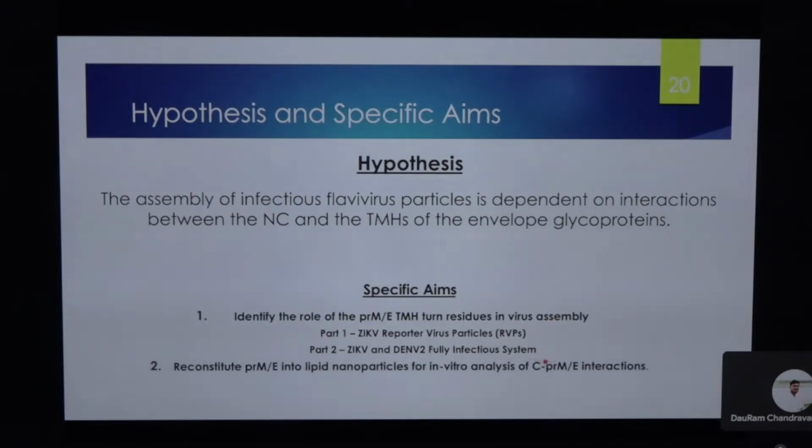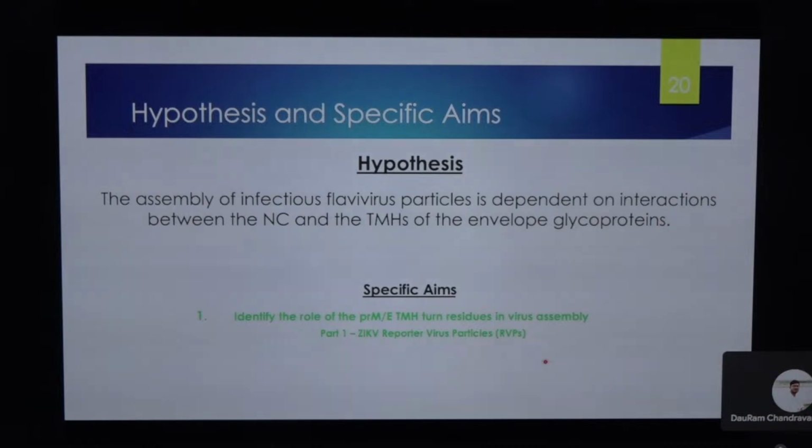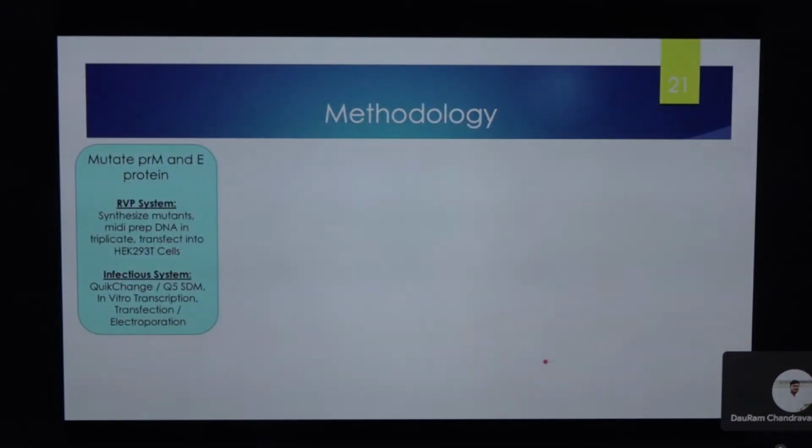And my second aim was to actually take these residues, take these proteins, PRME, and reconstitute them into lipid nanoparticles to actually look at the results of these hypothetical interactions in vitro. And of course, in today's talk, we'll just focus on part one, but happy to answer questions about the rest of these as well. So to go through briefly some methodology, we mutated the PRME proteins in the RVP system. I'll get into that in a moment.